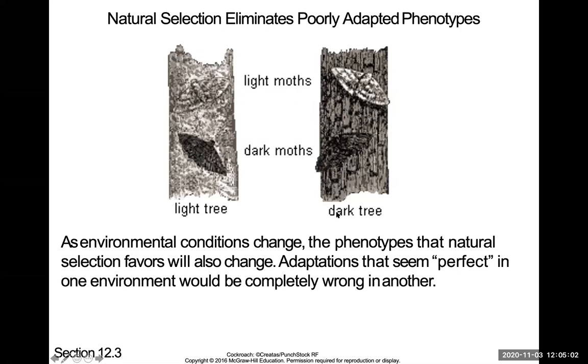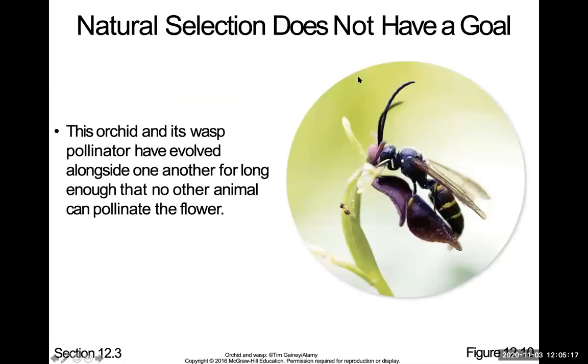So as the environment changes, you have to adapt. If these were able to change their color to dark, that means they adapted. Maybe there was a mutation or something. But if you're not able to adapt, you go extinct. So natural selection is going to eliminate poorly adapted phenotypes. So I'm going to stop here for today, and we will pick up here.